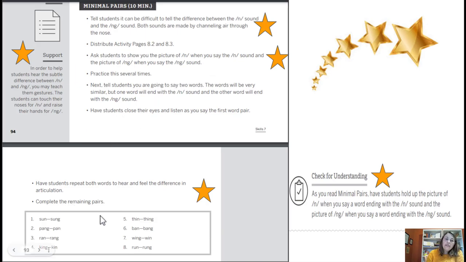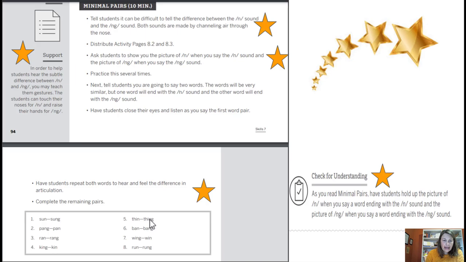I'm going to read some of the minimal pairs, and I want you to remember what I said about the vowel sounds, what can happen to them. So I'm going to do sun and sung, hang and pan, pang. What happened to the A in pang? Yeah, it's getting morphed, isn't it? It's still the short A sound, just being morphed by the back nasal, and you can really see that with number 5, thin and thing.